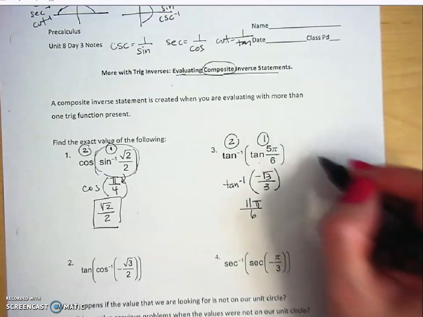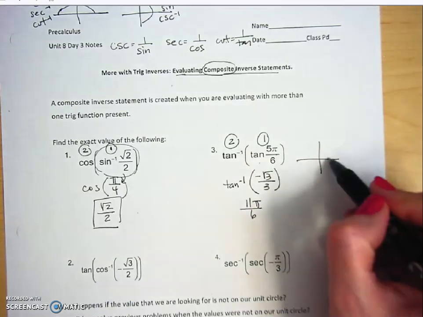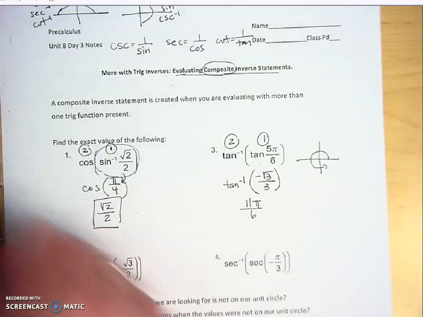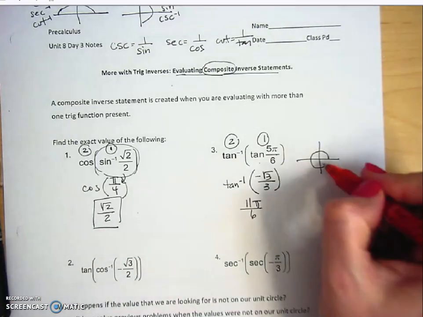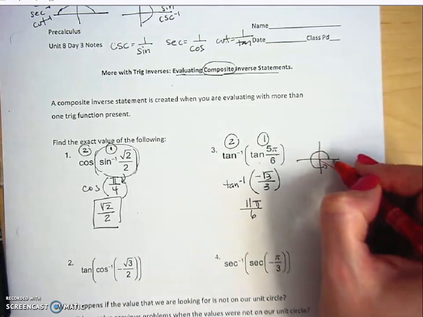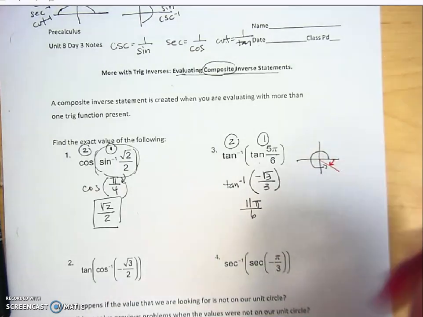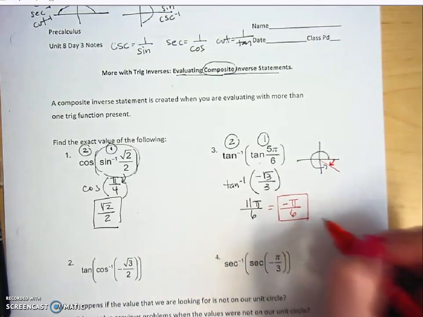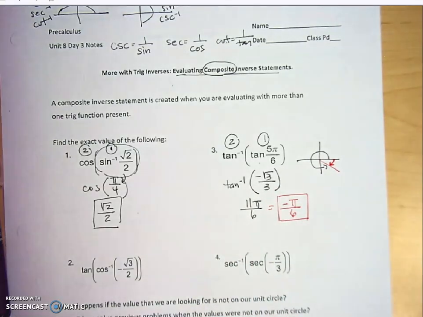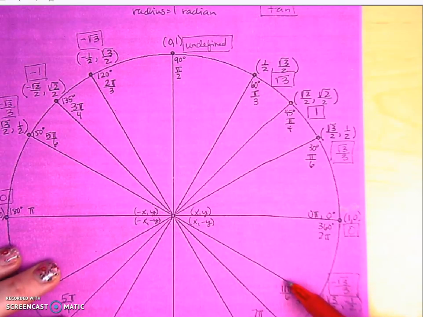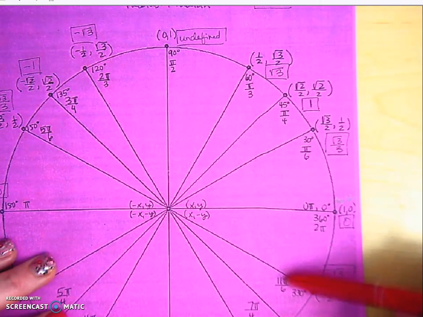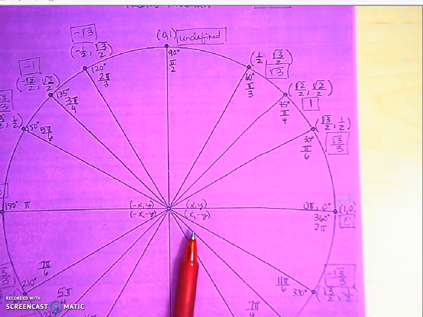11 pi over 6 requires us to travel counterclockwise to here, which takes us outside our domain restriction. So what we need to do is define or identify it as its negative version and go this way. And if we're defining it with the negative version, it's negative pi over 6. So the negative version is the positive, just reflected down. So negative pi over 6 is the same as 11 pi over 6.